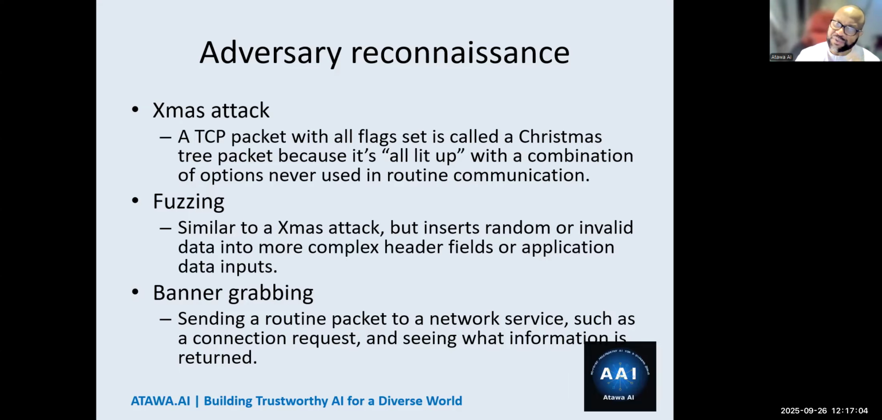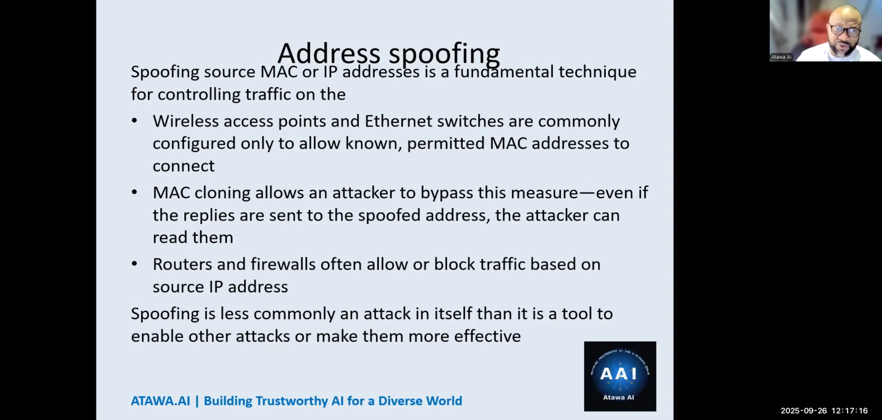And then fuzzing just means putting random values or invalid data into the header field, right? To maybe confuse the network or do whatever you want to do in there. But also you have what's called spoofing. Spoofing just means pretending to be something that you're not. But specifically here, MAC address and IP address spoofing.